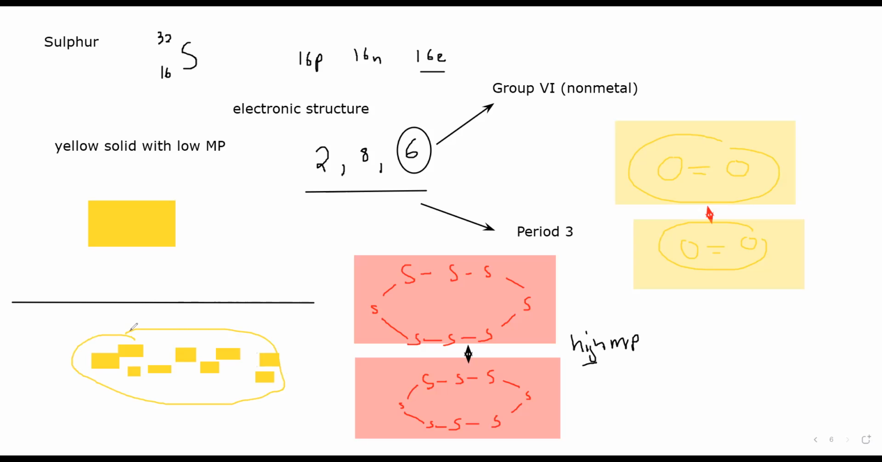It exists as a yellow solid with a low melting point because it's a simple molecule with a finite number of atoms.